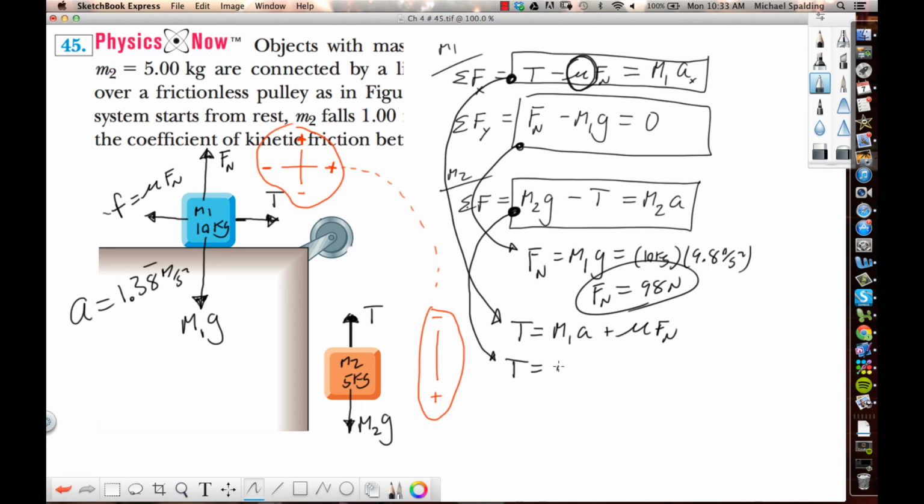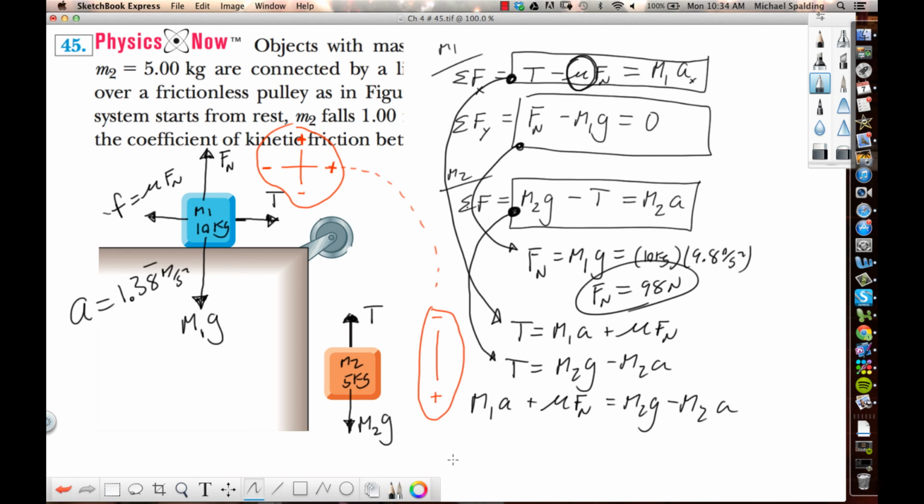Take this equation, solve it for T. T equals M2G minus M2A. What do we know about the T's? They're equal. What do we know about the A's? They're equal. So if the T's are equal, that means that this and this are equal. So let's set those equal. We're going to get M1A plus mu Fn equals M2G minus M2A.